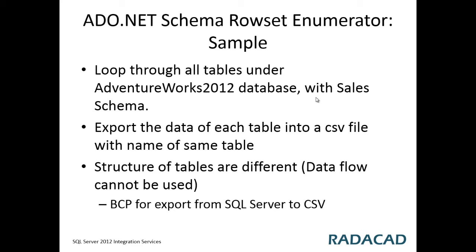For the sample of this, we will use the AdventureWorks database. We will loop through all tables under the AdventureWorks 2012 database that have the sales schema, and then we export all of those into CSV files. Please note that the structure of the tables is different, so we cannot use a data flow, because a data flow is based on metadata. There is no dynamic metadata in the data flow right now. So for this example, we use BCP. BCP is a command for exporting SQL Server data into CSV. I will show you how to use this.